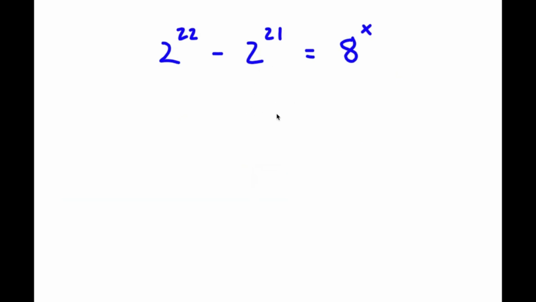Alright, so in this problem, I have 2 to the power of 22 minus 2 to the power of 21 is equal to 8 to the power of x. So I know at first glance, this problem looks pretty complicated. However, it's actually easier than you might think it is. So for this problem, I'm solving for the value of x.